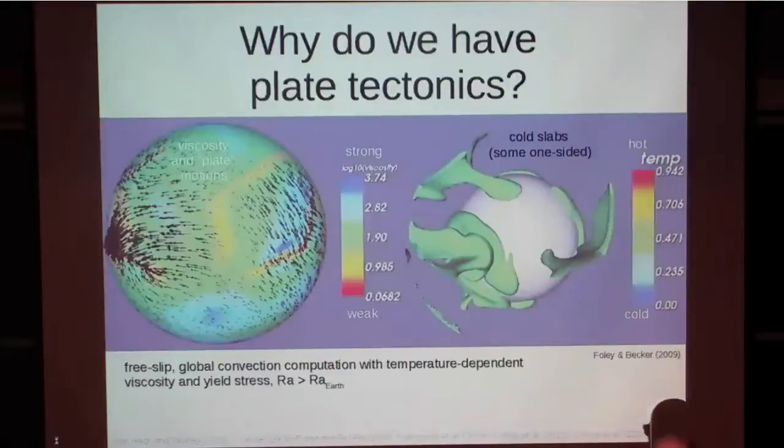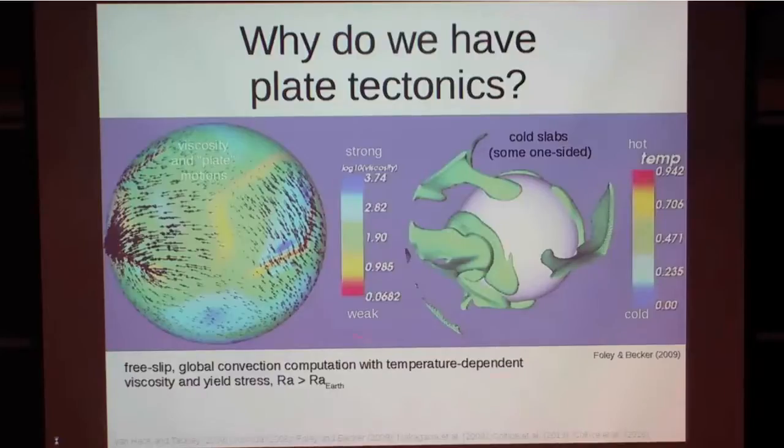We've also made progress along those lines, following on years and decades of research and really a big push by Paul Tackley and his group in the early 2000s, we now understand that we can generate something like plate tectonics, where these are surface viscosities and those are velocities, if we have a temperature-dependent viscosity that makes a strong lithosphere, and if we have a yield stress that breaks it.